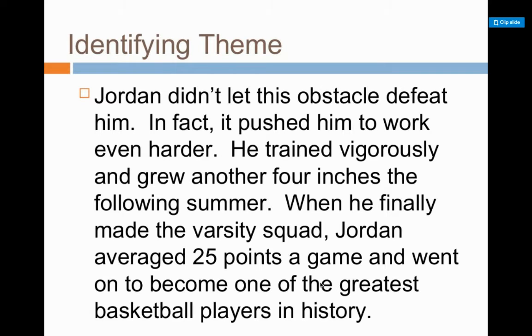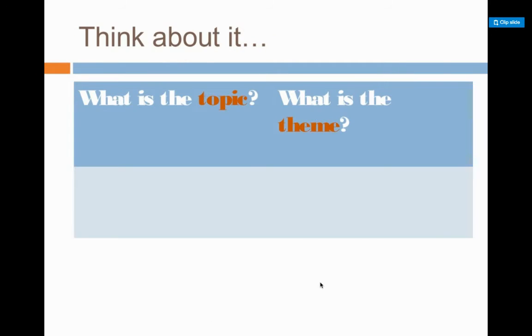Jordan didn't let this obstacle defeat him. In fact, it pushed him to work even harder. He trained vigorously and grew another 4 inches the following summer. When he finally made the varsity squad, Jordan averaged 25 points a game and went on to become one of the greatest basketball players in history.